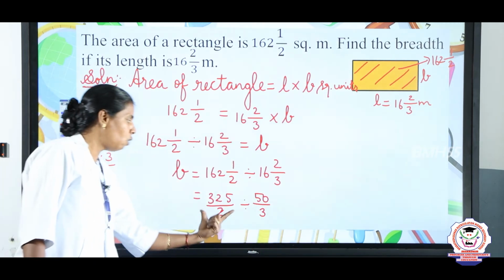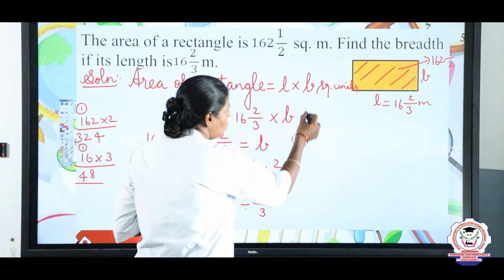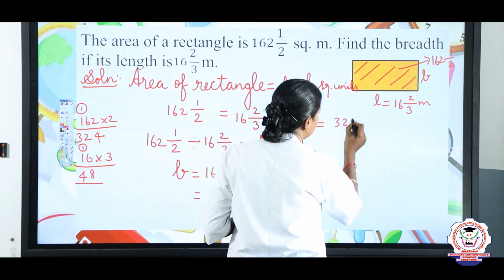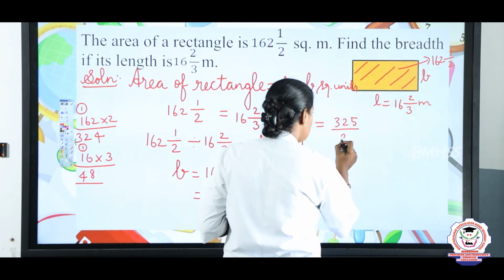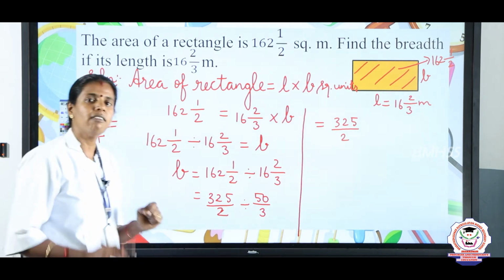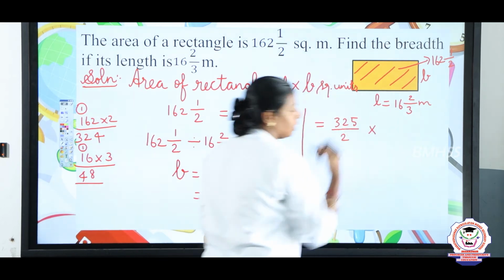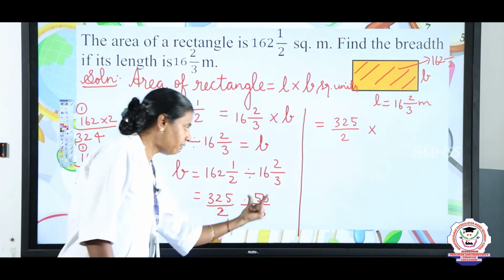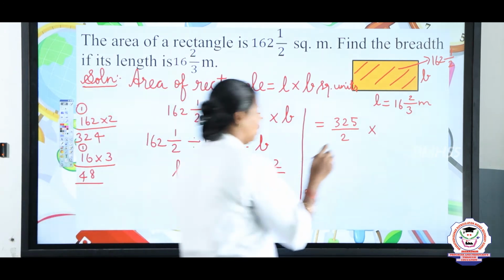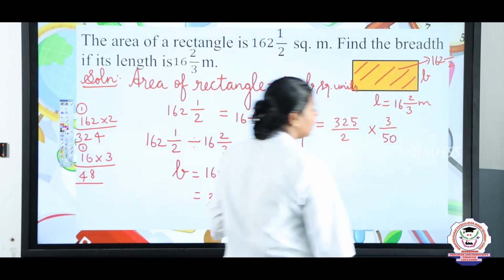Now, we know how to solve two fractions in division. So what will we do? The first number, 325/2, will be the same. The divide symbol will be replaced by what? Very good, multiplication. And the second number 50/3 will be replaced by its reciprocal, which is 3/50.